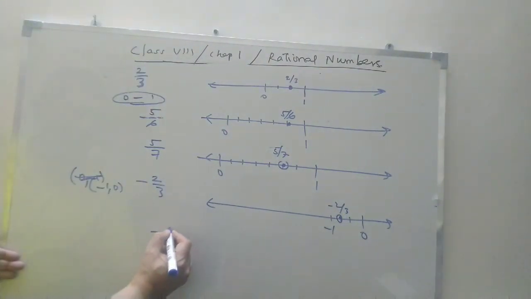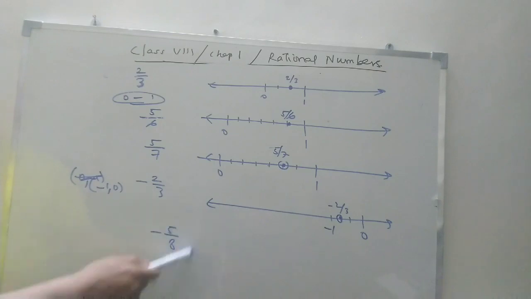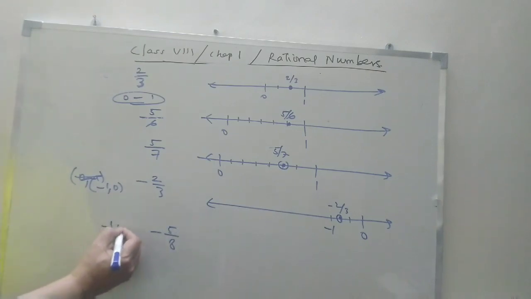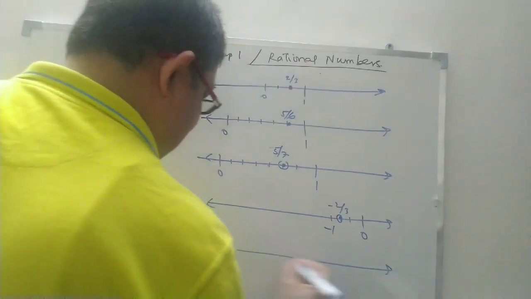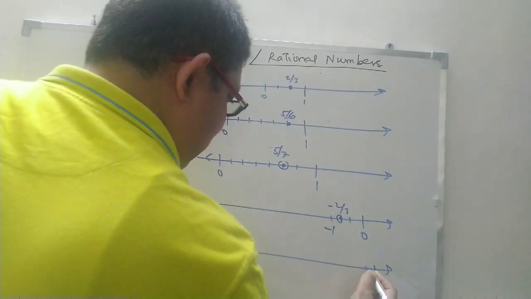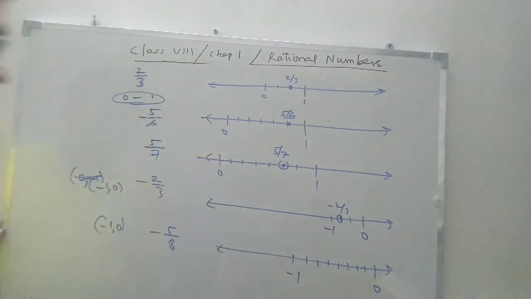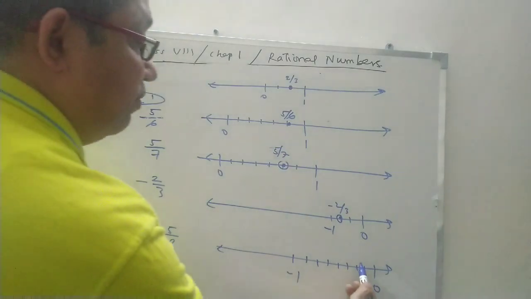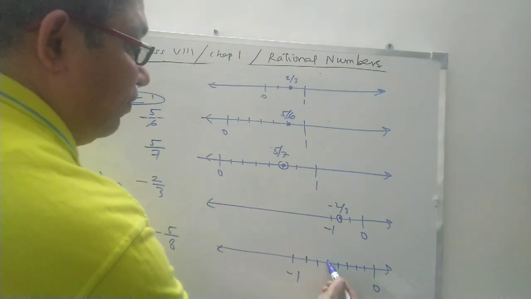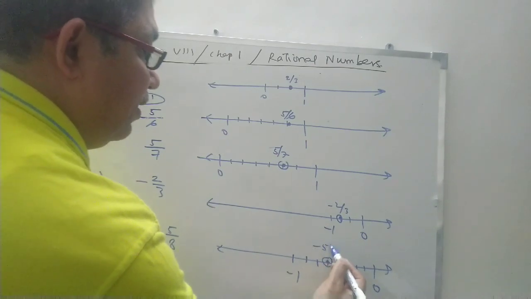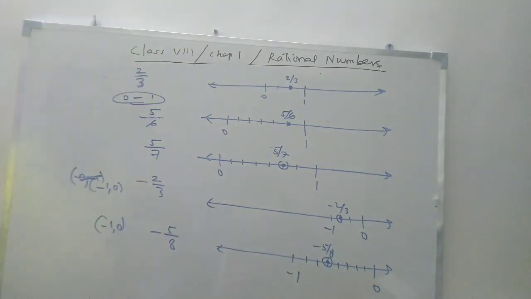Now suppose I want to do minus 5 by 8. Again you can see 5 by 8 is a proper fraction, so it will lie between minus 1 and 0. So let us do it. 0, 1, 2, 3, 4, 5, 6, 7, 8. Here it is. Now you have to take 5 parts out of these 8 parts. 1, 2, 3, 4, 5. So here it is, minus 5 by 8.